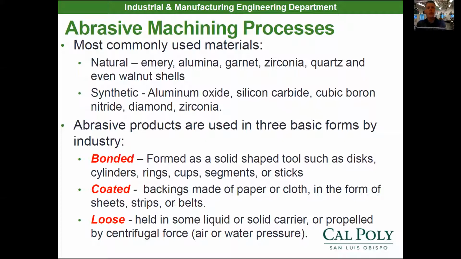No matter whether we have natural or synthetic, these abrasives have to be carried or introduced to the workpiece somehow. Abrasives are used in 3 forms, based on how they're introduced to the workpiece. They're either bonded to something. It's called a grinding wheel if they're bonded to a wheel or a disc or a ring.